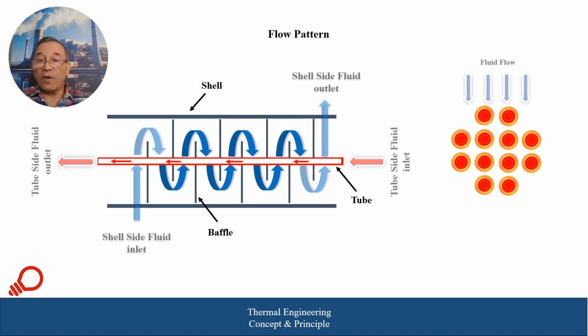The blue one is for the shell side, and the red one inside the tubes is illustrated for the tube size. And if you look between these, what we call the flow pattern, there is a baffle that is distributed at equal distance on the shell side, and the flow on the shell side will be perpendicular to the flow inside the tubes. That's what we call a real cross flow.